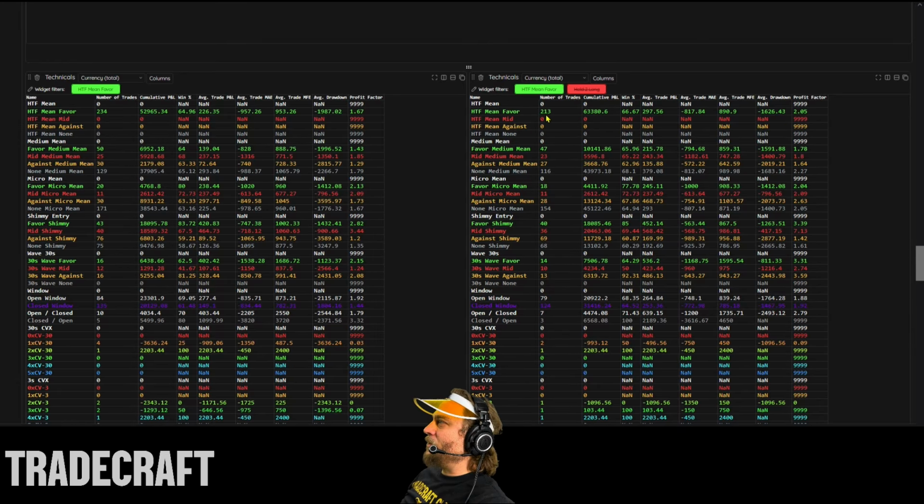We can see it goes down to 213, and we can see the win rate goes up to 66% versus 64%. The cumulative P&L jumps almost 11 grand, 10 grand, 52 to 63,000. The profit factor goes from 165 to 205.